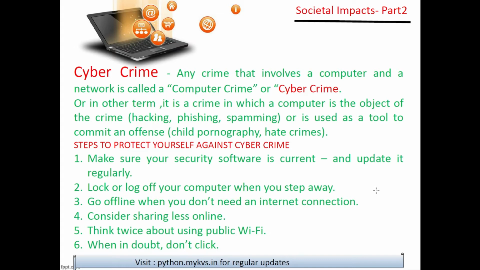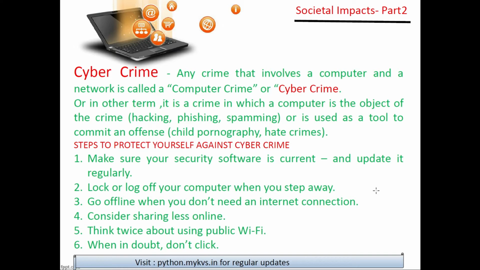Then what are the steps to protect yourself against cybercrime? Make sure your security software is current and update it regularly, on a regular basis. Lock or log off your computer when you step away. Suppose you are using the internet for many long hours. After this, don't forget to log off from your computer.